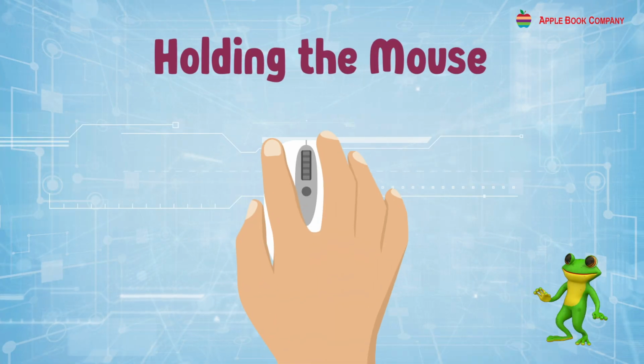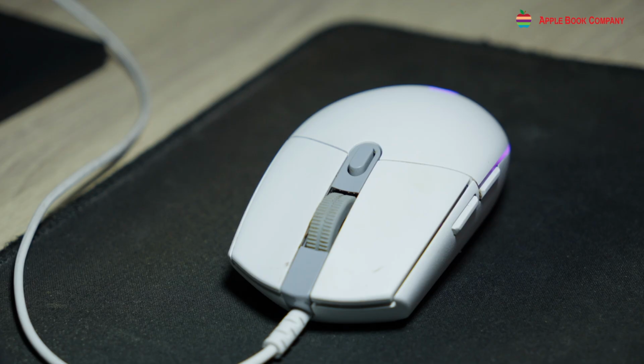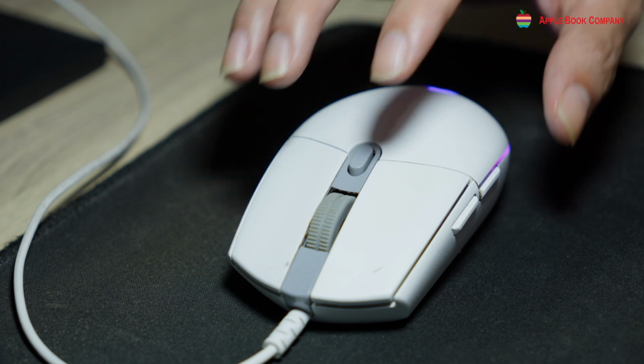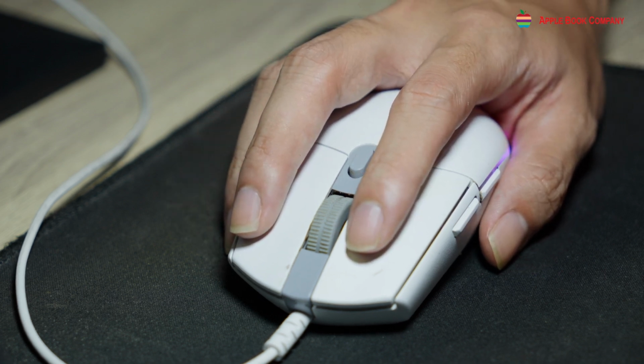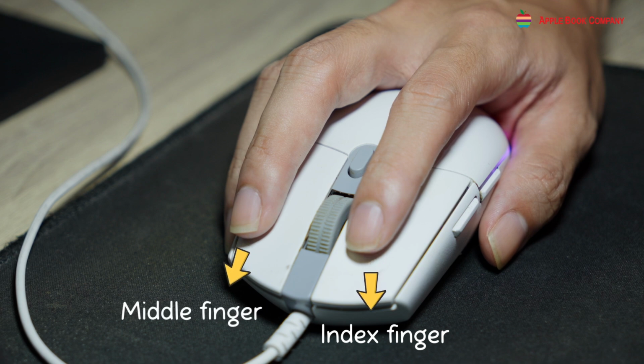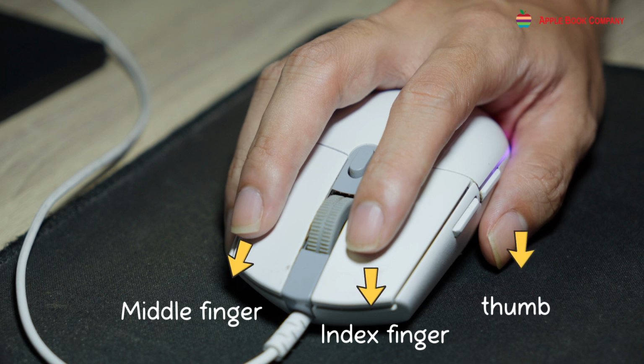Holding the mouse. The proper way to hold a mouse to use it easily. Place the hand gently on the mouse. Rest the index finger on the left button. Rest the middle finger on the right button. Let the thumb rest on the side of the mouse. Keep the wrist straight and relaxed.